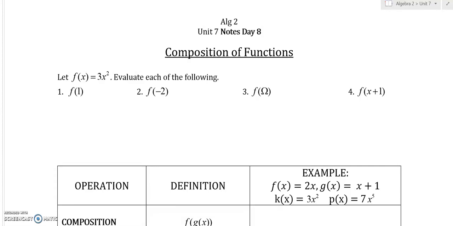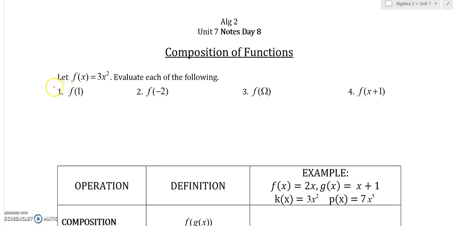Unit 7, Day 8 notes. The title is Composition of Functions. So yesterday we did operations: adding, subtracting, multiplying, dividing. Now we're going to practice composing functions, putting one thing inside the other and then simplifying from there. So again, a warm-up to get you thinking in this mode.